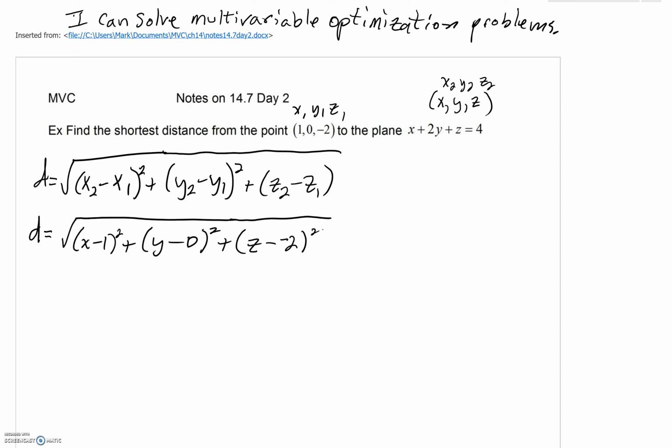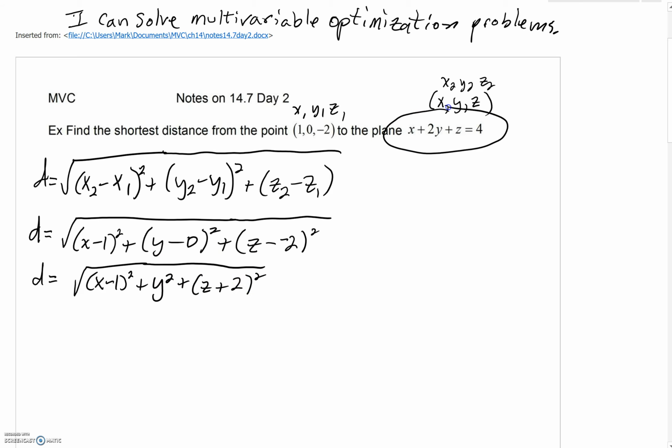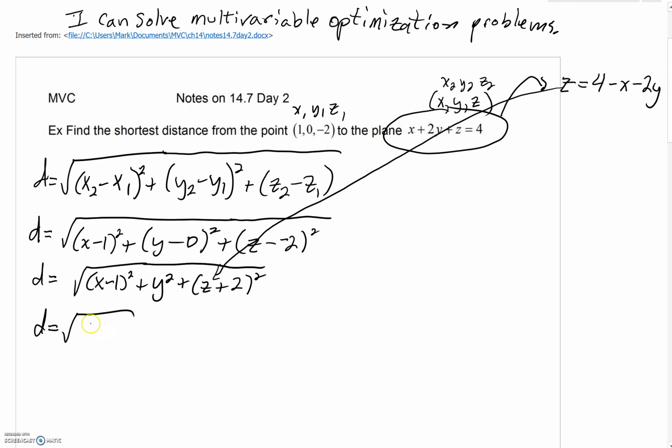However, if we go back to the equation of the plane, and by the way, the y minus 0, we don't have to keep writing that. We can just write y squared. And then this becomes z plus 2 squared. Take a look at this thing right here. We can go ahead and solve for z. We can say z is 4 minus x minus 2y. That's what the z coordinate is, and we can substitute it in right here. And I hope the reason makes perfect sense when we do that.